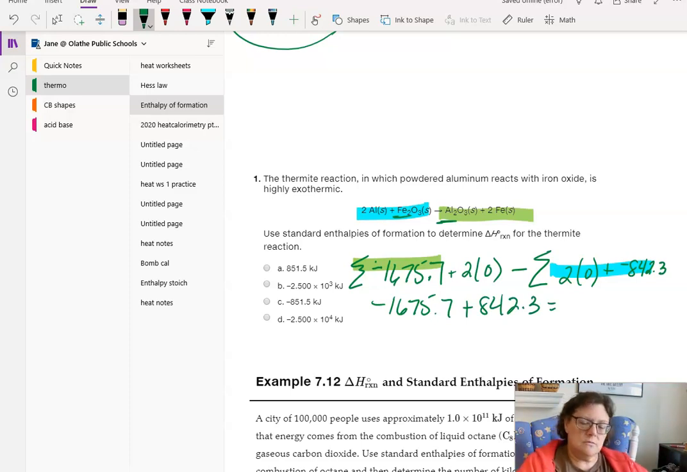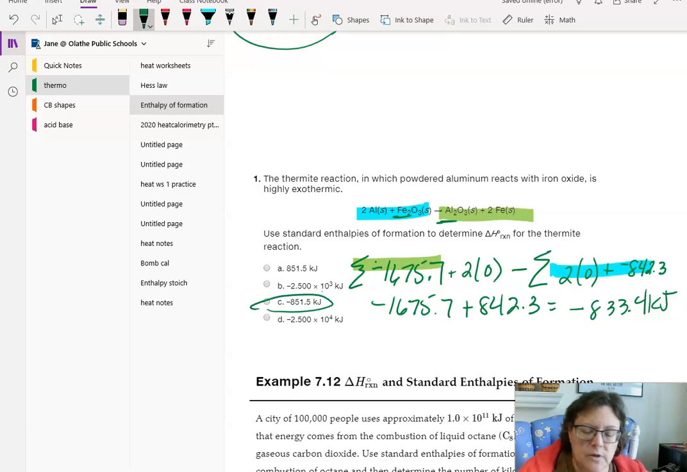So 42.3, we get negative 833.4 kilojoules, which it's going to be this one. Obviously, I've done something wrong in my calculations. I probably transposed a number, but close enough.